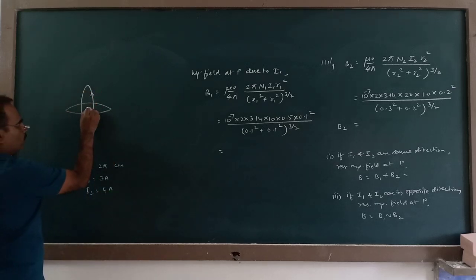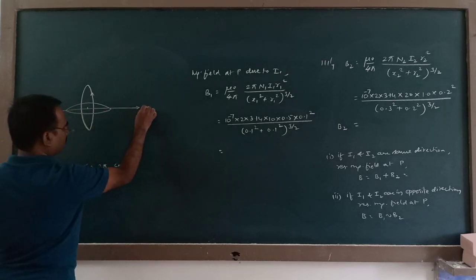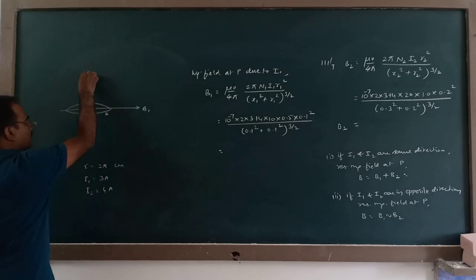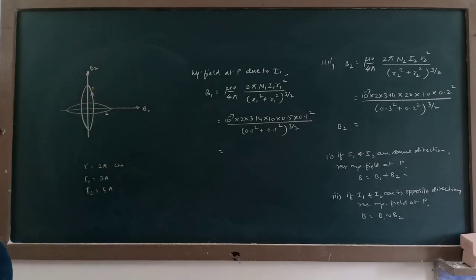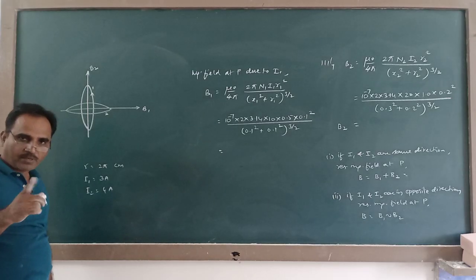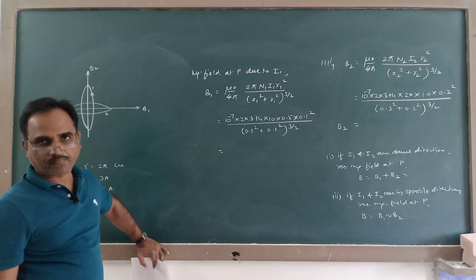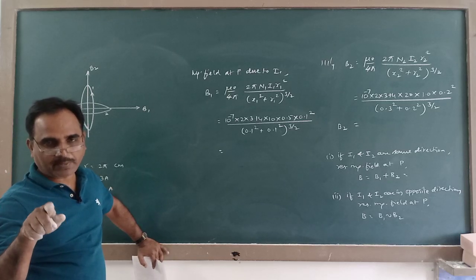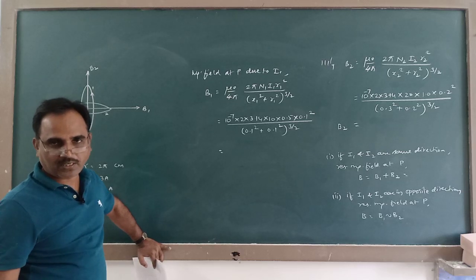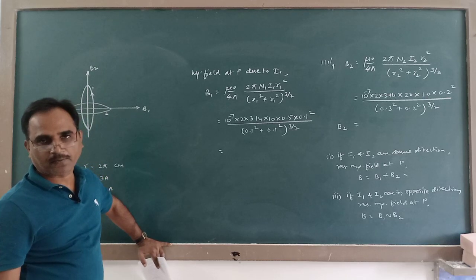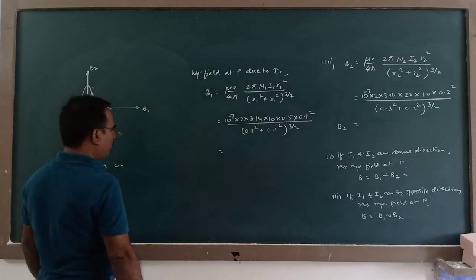So due to the current in this loop, this is the direction of magnetic field B1. Due to the current in this loop, this is the direction of magnetic field B2. The coils being kept concentric, concentric means common center, and perpendicular, obviously the magnetic fields are also perpendicular. So first you calculate B1.